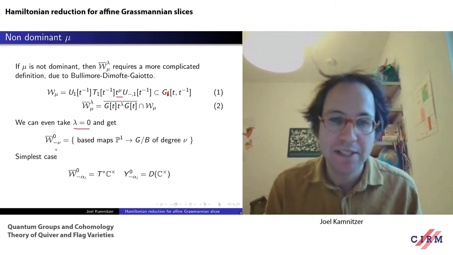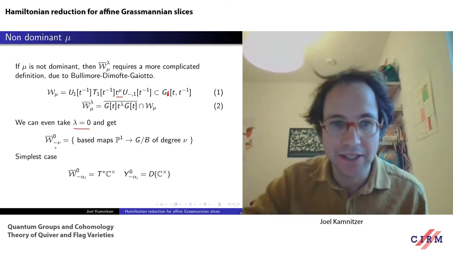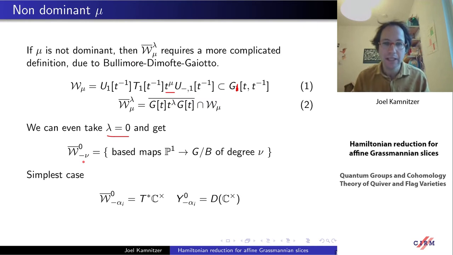And so if we take lambda to be zero, it's not very hard to show that this space W zero minus nu is a space of based maps, sometimes called an open Zastava space. So based maps from P1 into the flag variety of degree nu. Something people had been studying for a long time, for example, in the quantum cohomology literature and other places. And if you take lambda not to be zero, then there's still a kind of moduli interpretation of this W lambda mu, which is given in the work of Braverman-Finkelberg-Nakajima. So that maybe is one other motivation for this definition of W lambda mu.